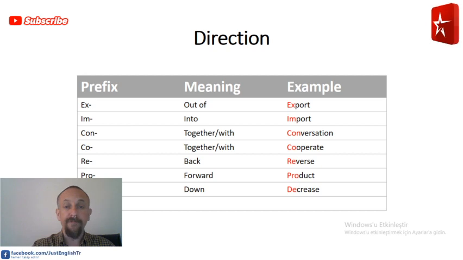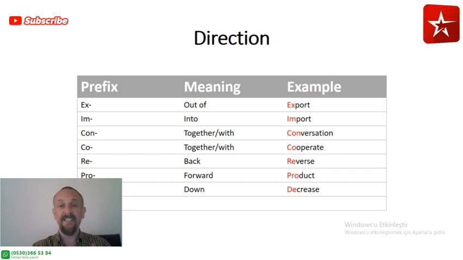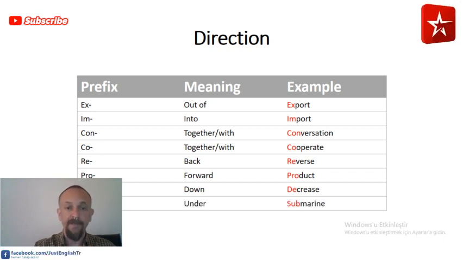Then we saw the prefix de, which means down, and we looked at the example decrease, but we also saw last week that de means away from, such as in the word deport. And then finally we saw sub, which means under.